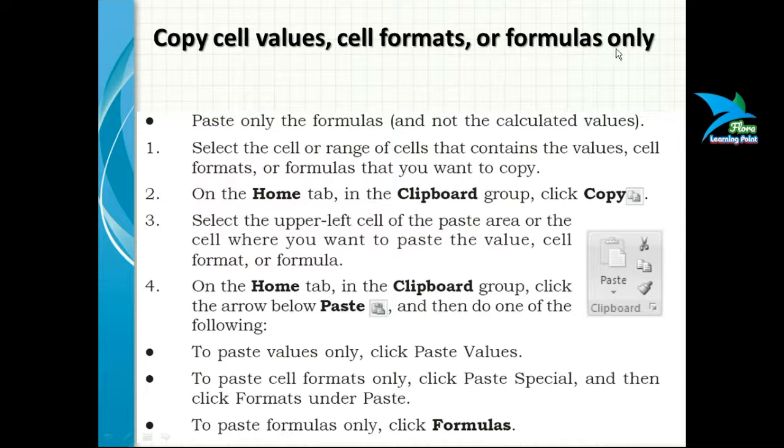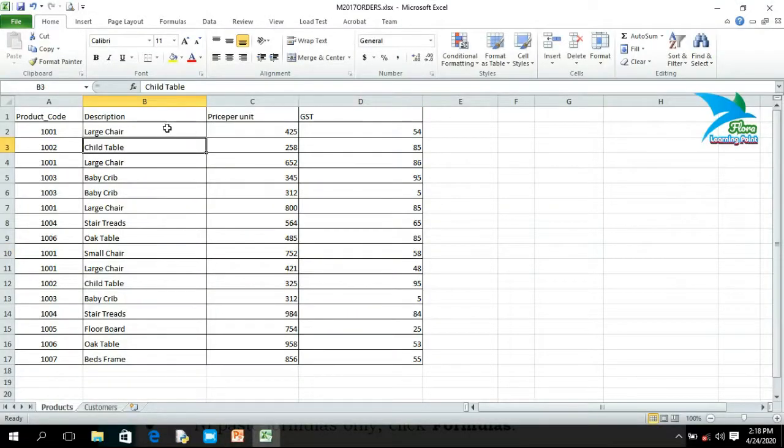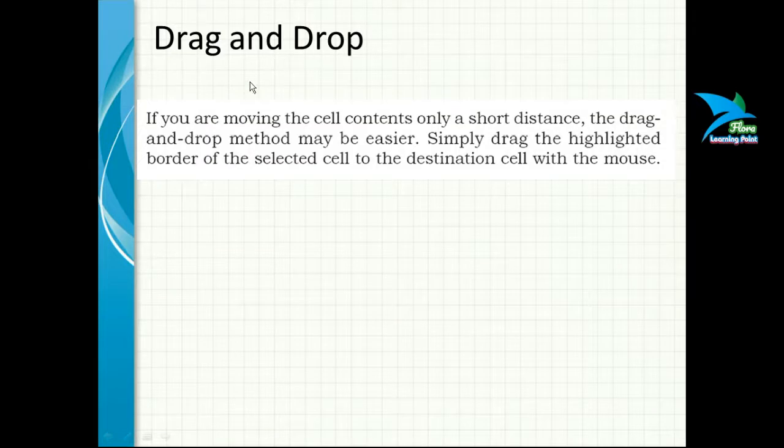Next topic is copy cell values, cell formats or formulas only. For example, in MS Excel, when you perform a copy operation on a selected cell, single or multiple cells, the format of that cell will be copied to the destination also. If you don't want to copy the format or formulas, and you only want to copy the values, then you can choose the options available in paste while pasting the data. So let's get started. For example, you have to change some format of this cell value.